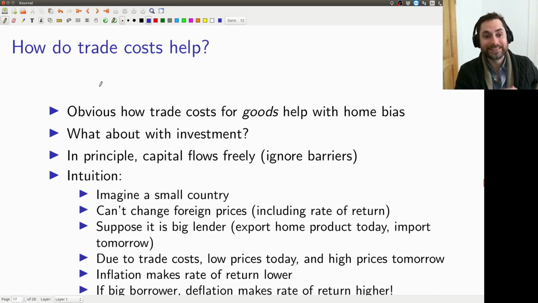So when Denmark is lending, it's receiving a low rate of return. Okay, and then we can use the same argument going the opposite direction: if Denmark's borrowing, so suppose that it wants to import a lot today and then export tomorrow, that's a way of borrowing, right? That's going to cause deflation, which is going to increase the rate of return. So when it's borrowing, it faces a high rate of return. If it's lending, it faces a low rate of return. So basically, investing abroad isn't very attractive. You'd rather just invest at home.